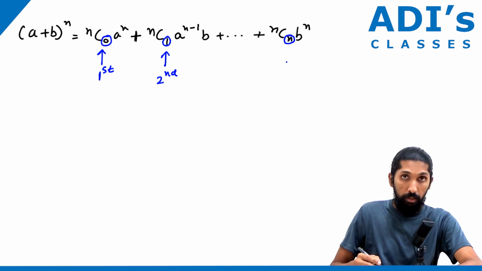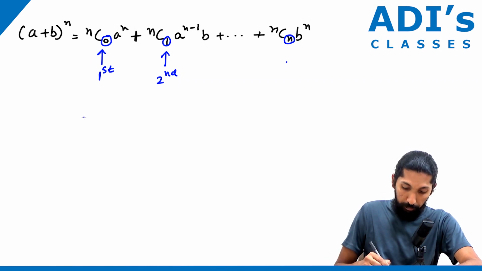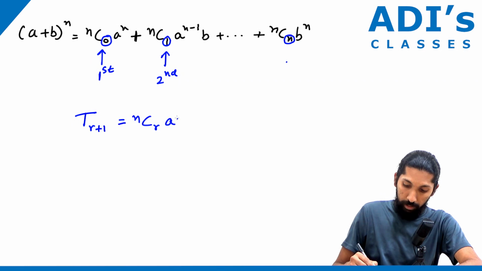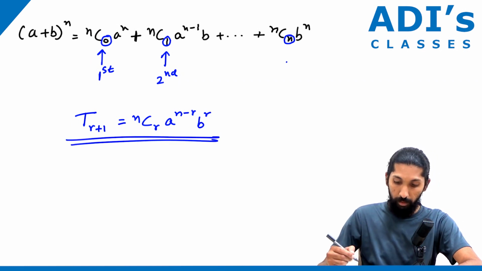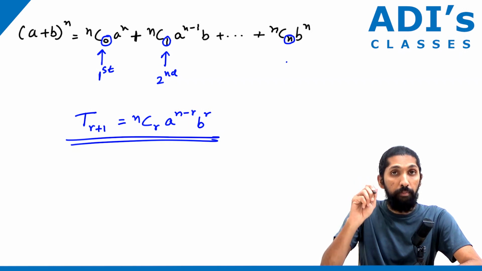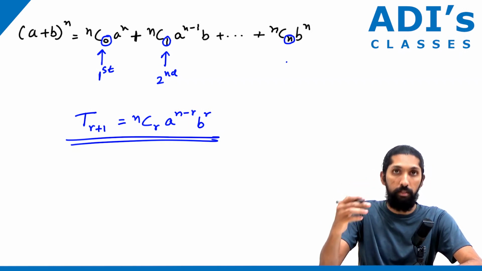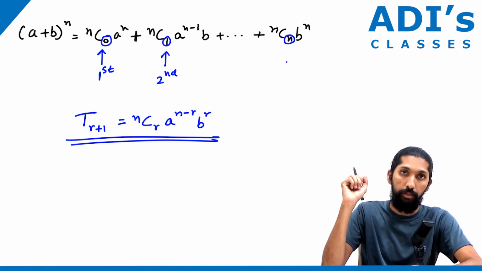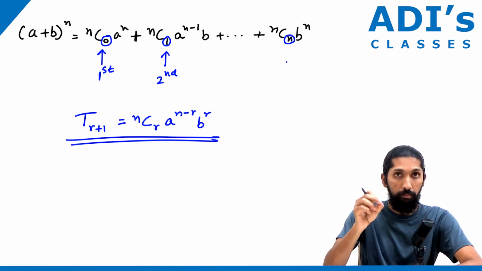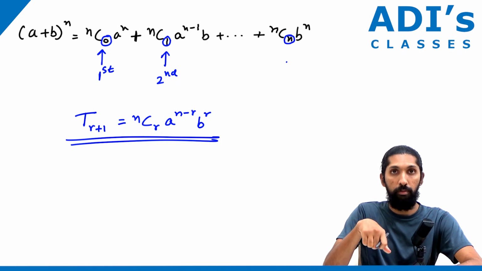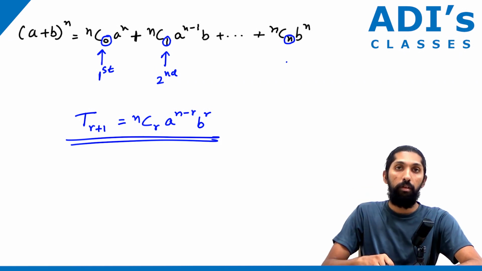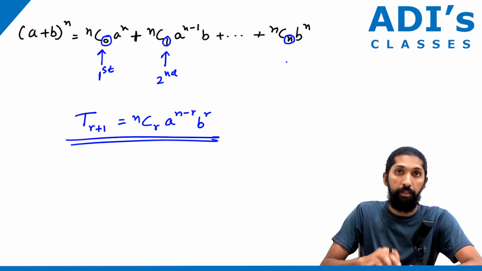So in general, the r plus 1th term, T(r+1), is going to be nCr a power n minus r into b to the power of r. This is the r plus 1th term, or you can say it's the general term. Clear? This is the general term of a binomial expansion or binomial theorem. The next part we have is the midterm.